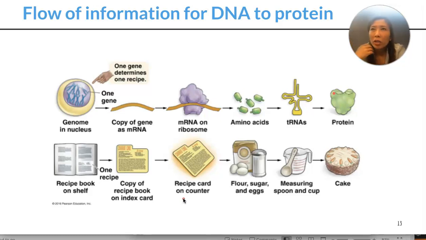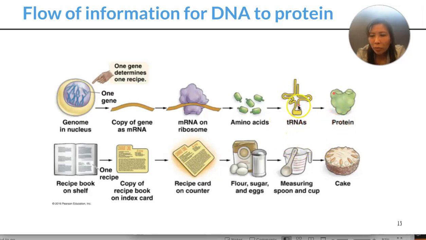So I'm going to say, oh, you need the flour, sugar, and egg, and you're going to need to grab the measuring cup, and you need to grab the baking pan. So this can be the recipes, this can be your baking pan, and then we're going to combine all the ingredients together, put it in the oven, and you're going to end up with a protein. So the amino acids are your building blocks to make this protein.